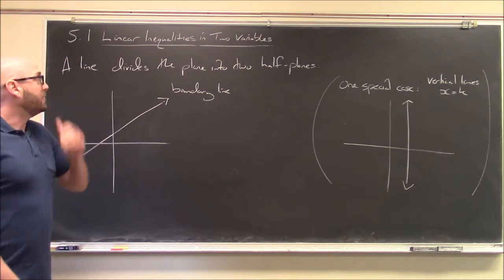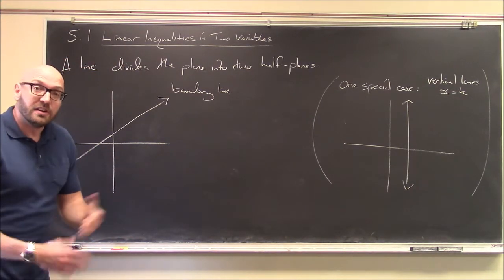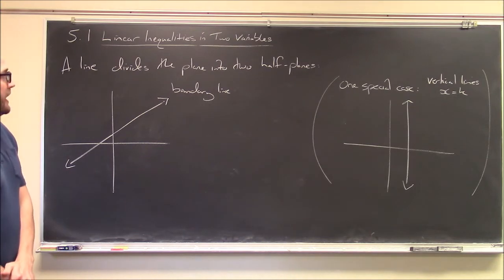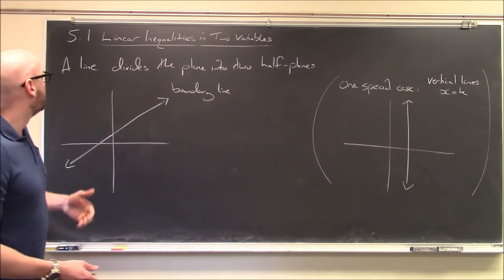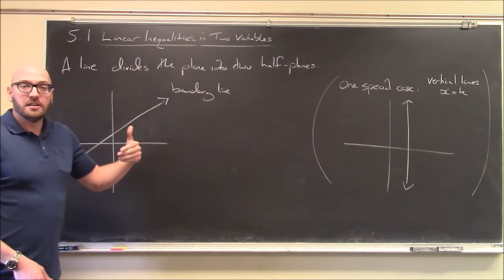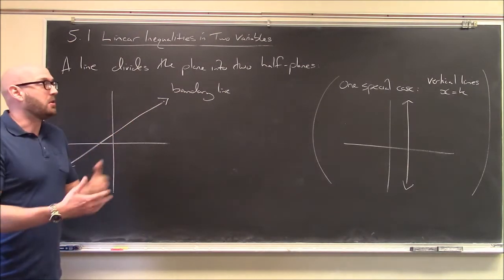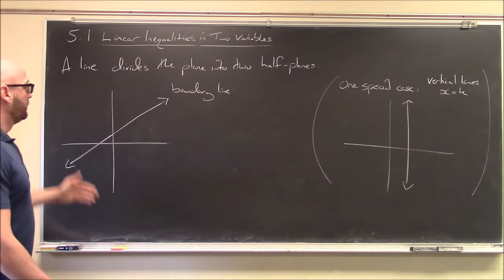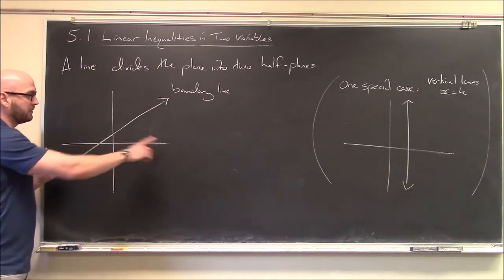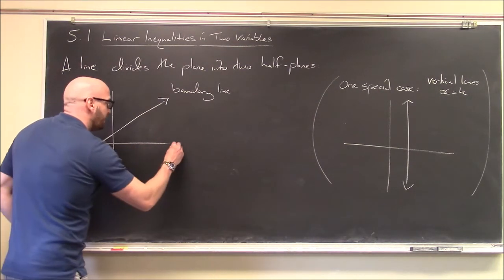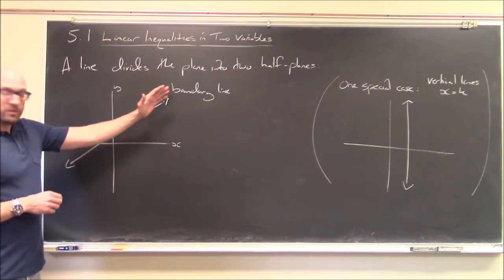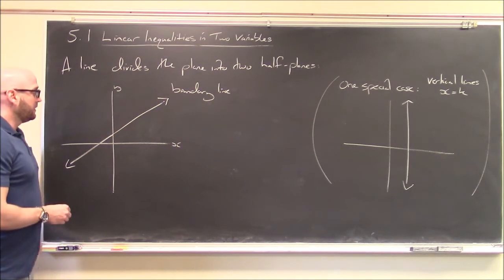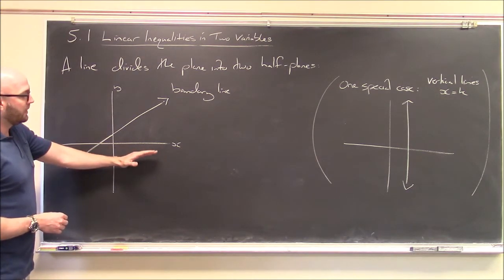So section 5.1, linear inequalities in two variables. And the first thing we'll do is just make a very simple observation, which is anytime you have a line, that line cuts the plane into two different halves, usually called half planes. So, for example, here I've got the plane, the xy axis. I haven't labeled x and y, but there they are.